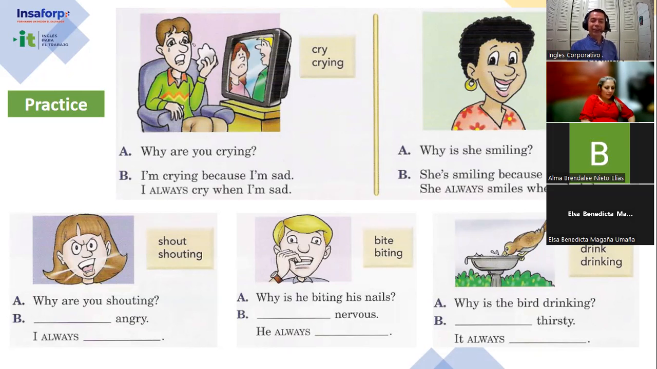Okay. Good. Now, let's continue, right? The bird, in this case, drink and drinking. Who's going to help me? Ingrid? And Erenia? Erenia, are you ready? Yes. Okay. You make the question, Erenia, and Ingrid make the answer, right?